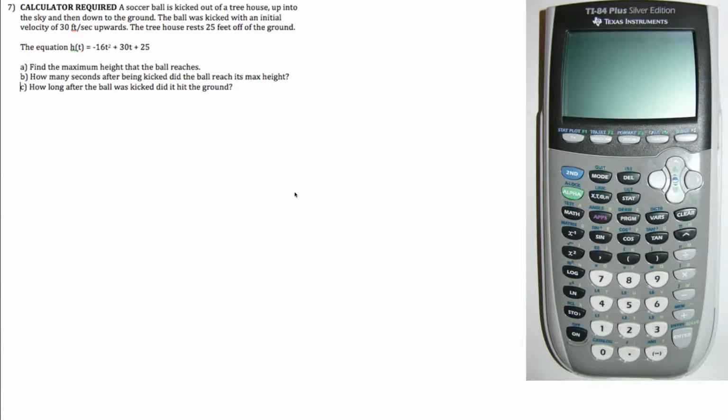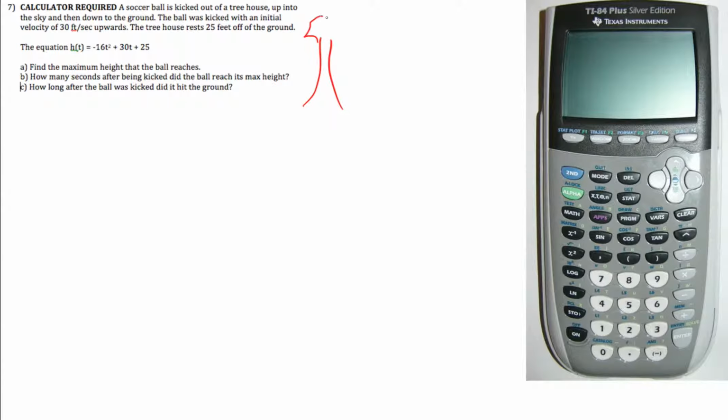All right, problem number 7, last one on the study guide for Unit 3 on quadratics. This one says calculator is required, and it's a tiny little word problem. Not many words there. But it says a soccer ball is kicked out of a treehouse up into the sky and then down to the ground. The ball is kicked with an initial velocity of 30 feet per second upwards, and the treehouse rests 25 feet off the ground.